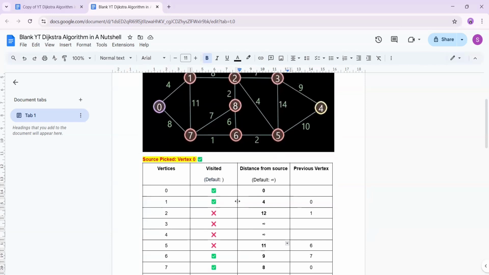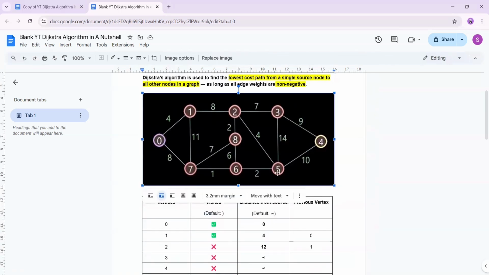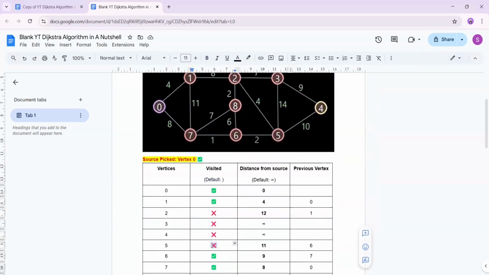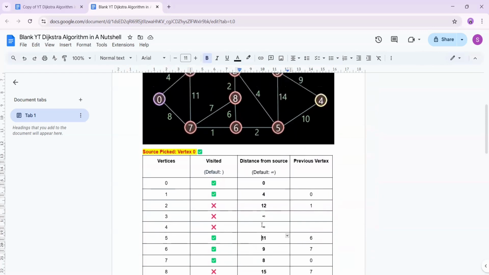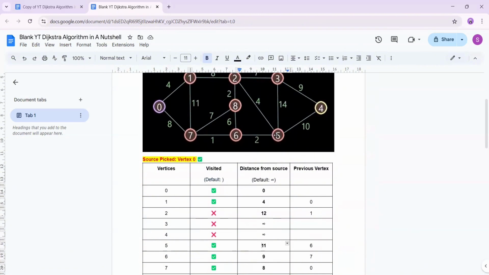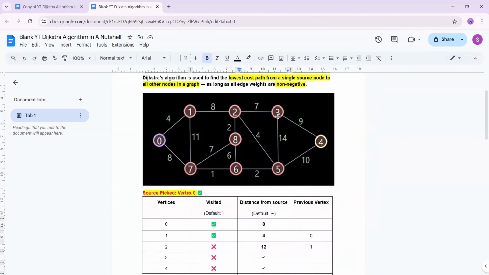Which one has the smallest distance that's unvisited? Naturally, we will select vertex 5. So we'll go here, vertex 5. Okay, once we select it, make sure to mark it. We select vertex 5 because it has the smallest distance from source for the unvisited ones. So after we go to vertex 5, there are 3 possible paths we could explore. Vertex 2, vertex 3, vertex 4.